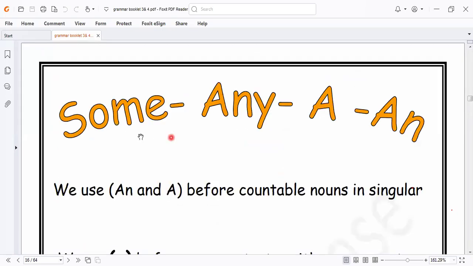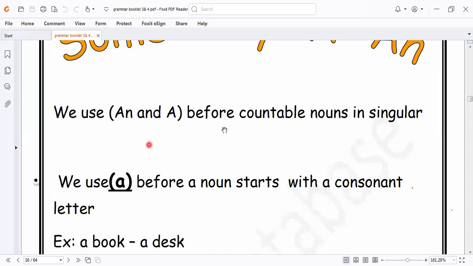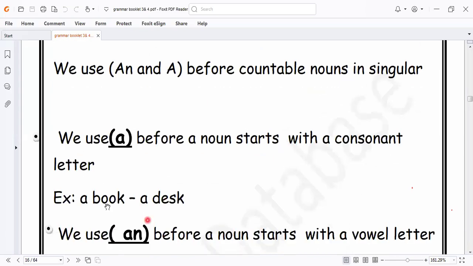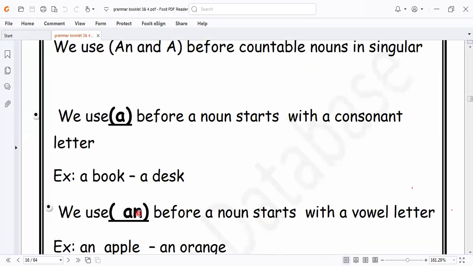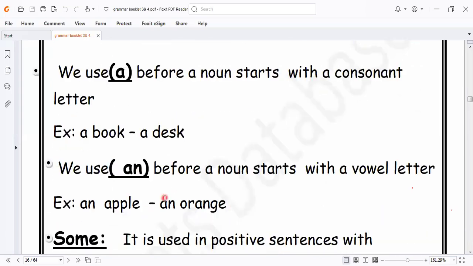Here we have some, any, a, and an. Let's get to know more about this topic. A and an are used before countable nouns in singular. We use a before a noun that starts with a consonant sound, like book. And we use an before the vowel sound, which is normally A, E, I, O, U.